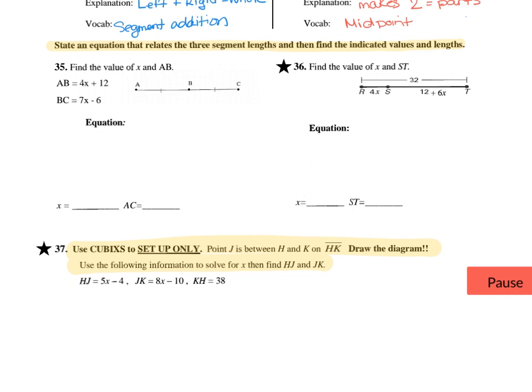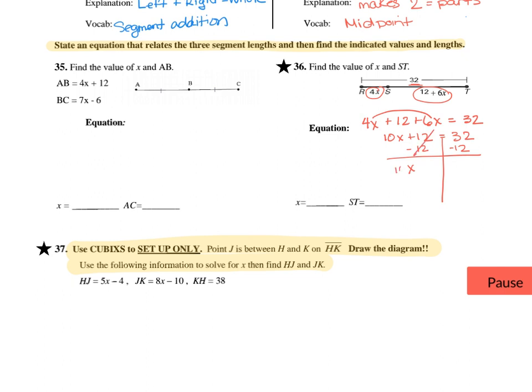When I look at the question, I notice that there are no tick marks on here. They don't say anything is equal. They give me two parts, and they give me the whole. So my equation is going to be 4x plus 12 plus 6x, and that will equal 32. When I add my like terms, I get 10x plus 12 equals 32. When I solve this, I subtract 12 from both sides.